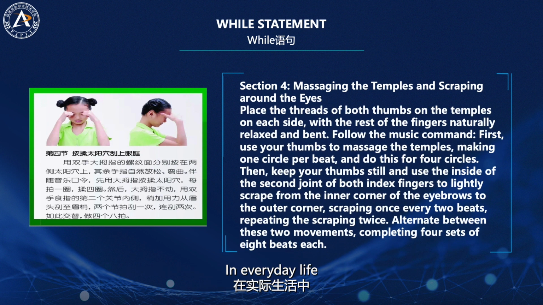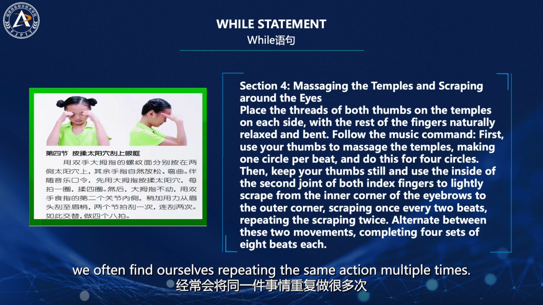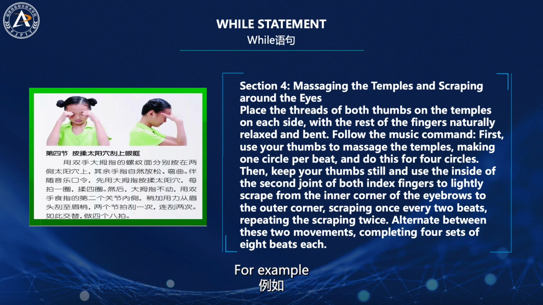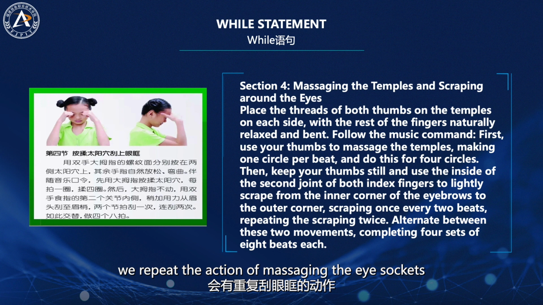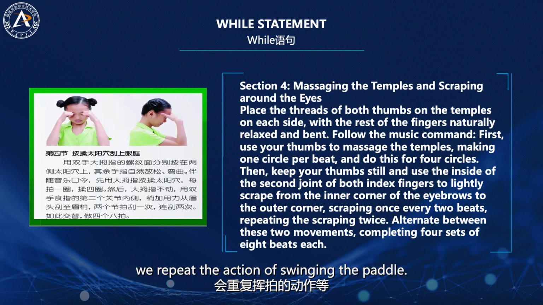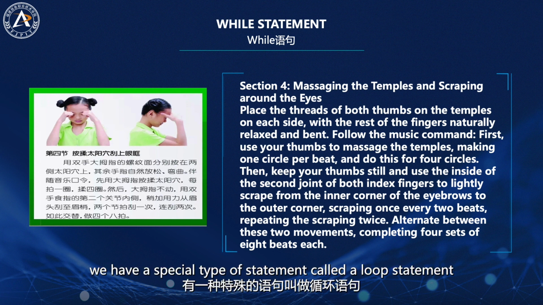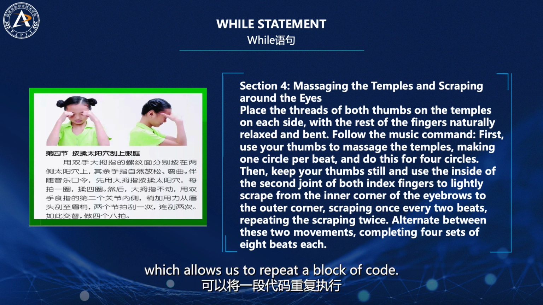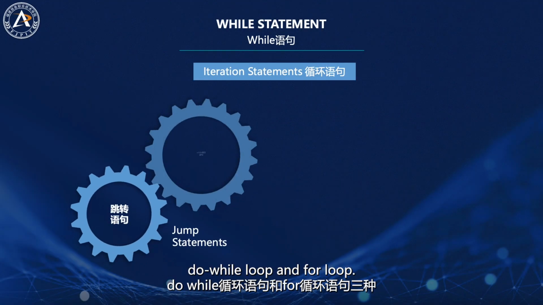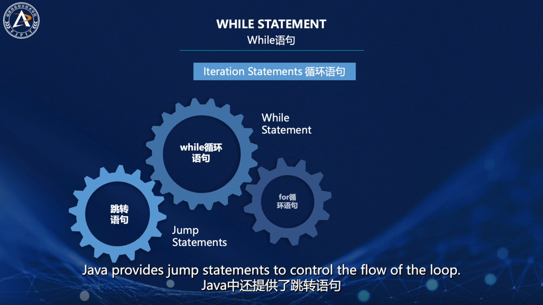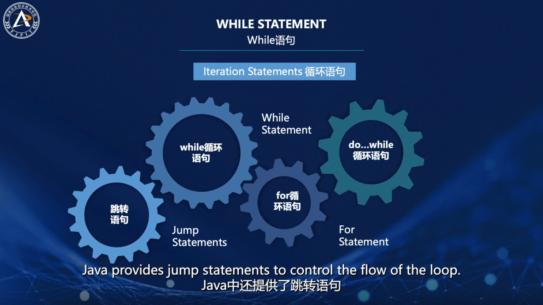In everyday life, we often find ourselves repeating the same action multiple times. For example, during the fourth round of eye exercises, we repeat the action of massaging the eye sockets, or when playing table tennis, we repeat the action of swinging the paddle. In Java, we have a special type of statement called a loop statement, which allows us to repeat a block of code. Loop statements include the while loop, do-while loop, and for loop. Additionally, Java provides jump statements to control the flow of the loop.